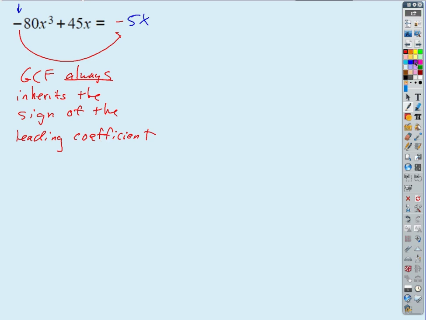And then what's left over when we divide a negative 5x away from each term? Negative 5 times what is 80? 16, good. And then x times what is x cubed? There you go. 45x divided by negative 5x is... And how could I check this real quick to see if I got it right? Just distribute. Yeah, distribute and see if I got the original expression right. Okay, so far so good. Okay, now what?